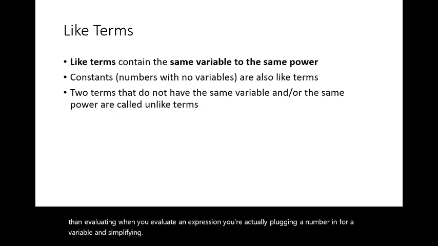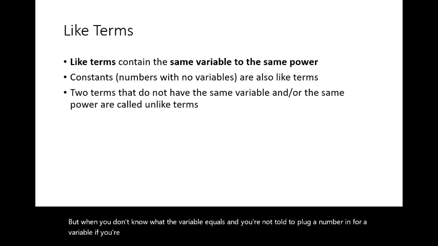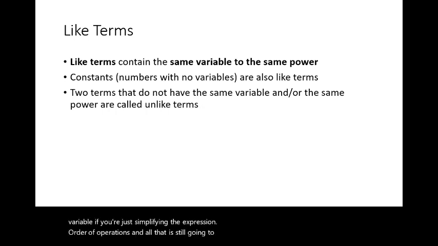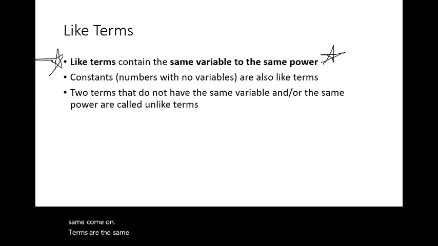But when you don't know what the variable equals and you're not told to plug a number in for a variable, if you're just simplifying the expression, order of operations and all that is still going to apply, but you will have this concept of what are called like terms, especially if your expression has more than one variable. Now, like terms are the same variable to the same power. I can't emphasize enough that both of those are necessary for two terms to be like.